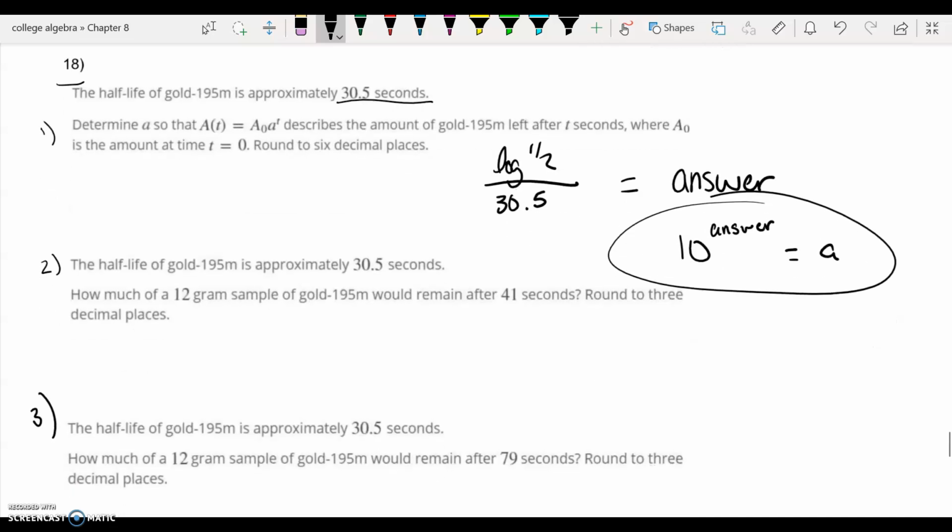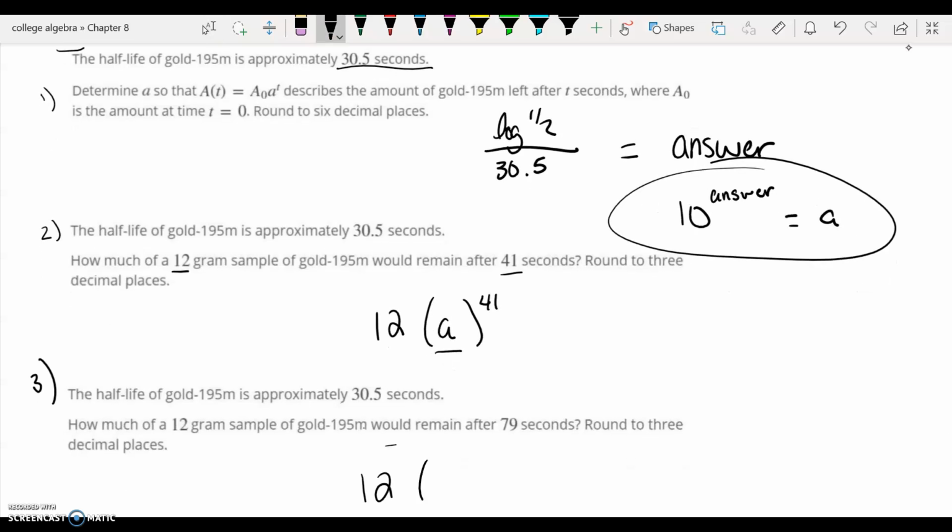So now you're going to take that answer and you're going to plug it in. So it's a 12-gram sample, 41 seconds. So it would take 12 times A, which is what we did in the last problem, to the 41st. And you can just type that into your calculator and do the same thing on part 3. 12 times A, which we did in part 1, to the 79th. And on the test, it should have a look at your previous step answer. But this is how you do this one. This one's very important to understand. So log of 1/2 divided by the half-life, and you take 10 to the answer to get your little A.